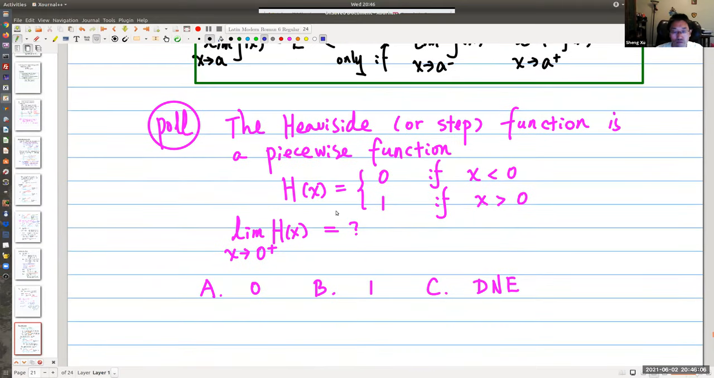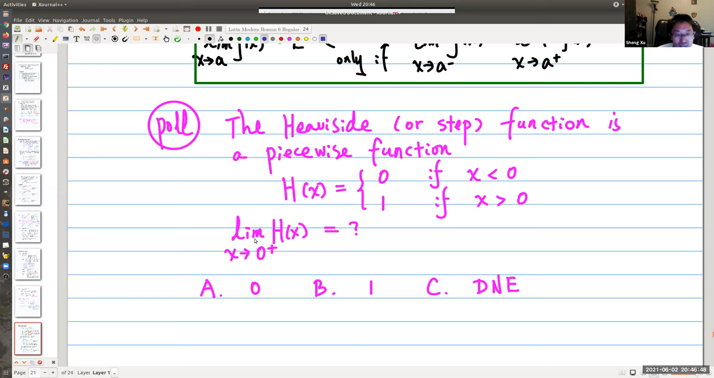Now, a quick poll question. This function is also very important in applications. It's called a Heaviside function, sometimes called a step function. It's a piecewise function defined in this manner. It's called h of x, from the first letter of Heaviside. If x is less than zero, the function value is always zero. If x is bigger than zero, the function value is always equal to one. You can consider this like a switch. Your light bulb before you turn on the switch is zero, off. You turn it on at the moment zero, then it stays on, so it's one.